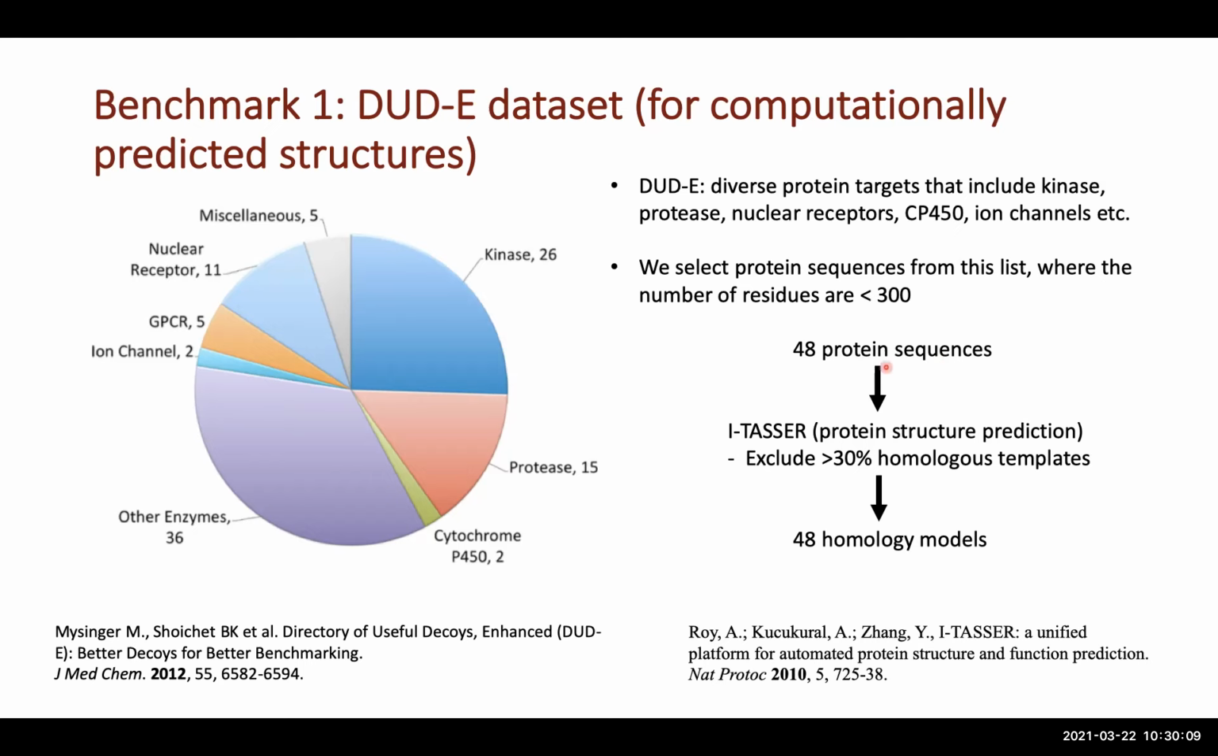We get the protein sequences and we run it through I-TASSER, which is a software that's used to predict three-dimensional structure of a protein using protein sequences. And for this benchmark targets, we exclude templates that have more than 30% homology to the template, to the sequence, protein sequence. And then we get 48 homology models that we use for our module to do structure refinement.